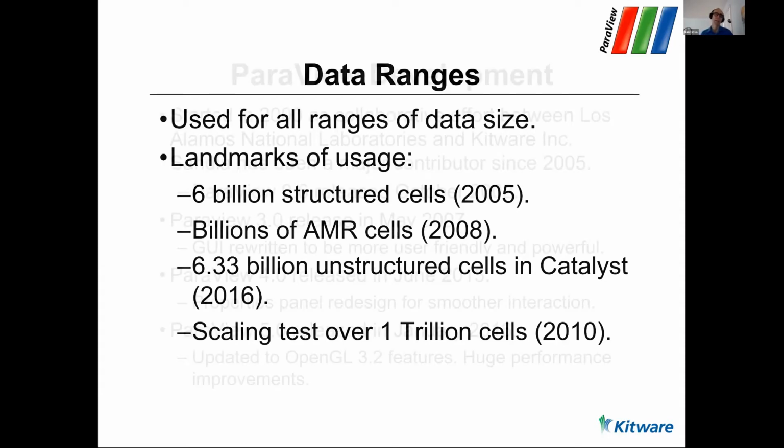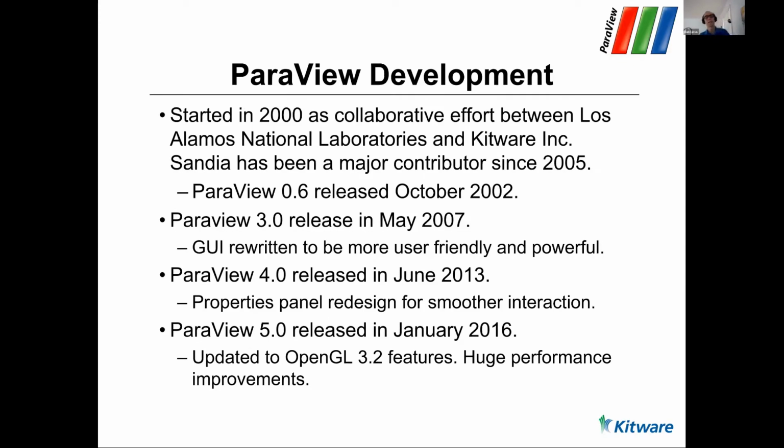The development of ParaView started in 2000 as a collaborative effort between Los Alamos National Lab and Kitware. Sandia has been a major contributor since 2005. ParaView 0.6 was released in October 2002. For ParaView 3 that we released in 2007, we rewrote the GUI to move from Tcl/Tk to Qt. ParaView 4 was released in 2013. For this version, we redesigned the properties panel.